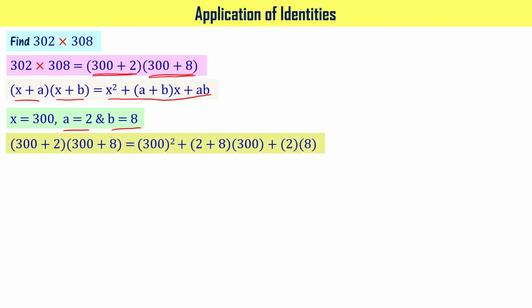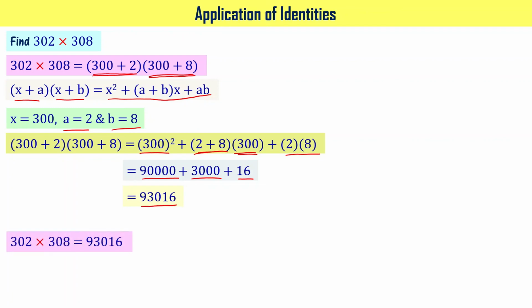When you substitute, it is going to be 300 square plus 2 plus 8 times 300 plus 2 times 8. You further simplify this, so 300 whole square becomes 90,000, and 2 plus 8 is 10. 10 times 300 is 3000, and 2 times 8 is 16. So you sum them such that you get the answer as 93,016, right? 302 times 308 is 93,016. This is what we are asked to find.